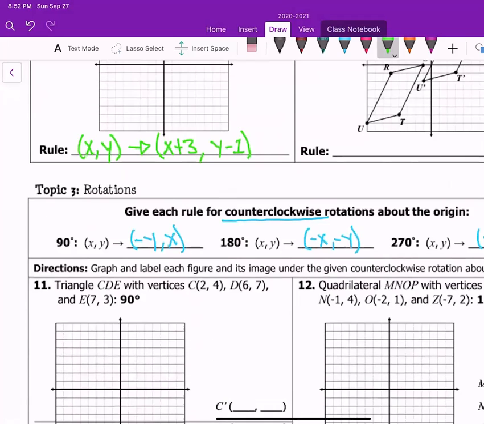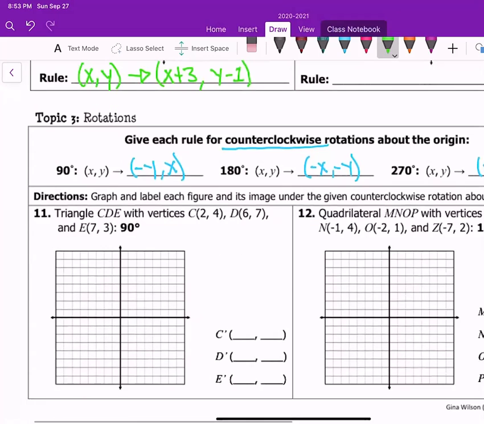Topic 3, give each rule for counterclockwise rotations about the origin. So here at 90 degrees, for (x, y), my y goes to the x column and becomes negative. My x goes to the y column and stays the same. And then my 180, they just become both negatives. They stay in the same columns. My 270, that's counterclockwise, CCW, my y goes to the x and my x goes to the y and becomes negative. So let's see.